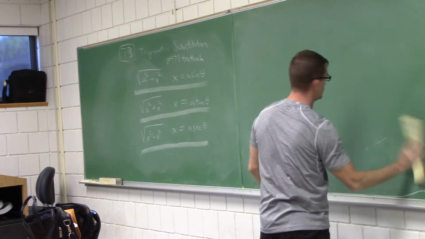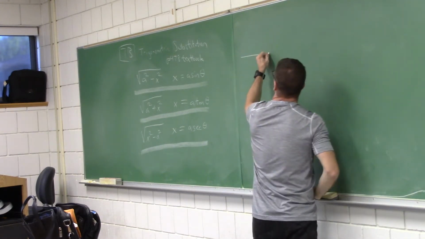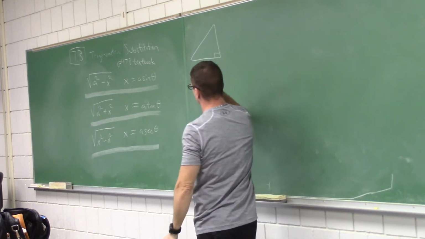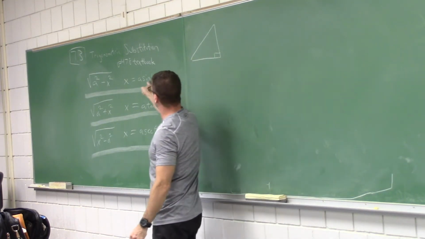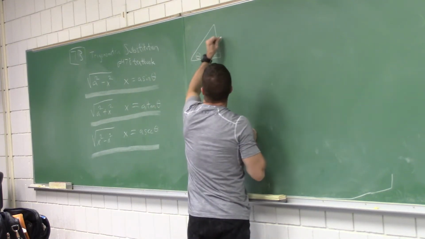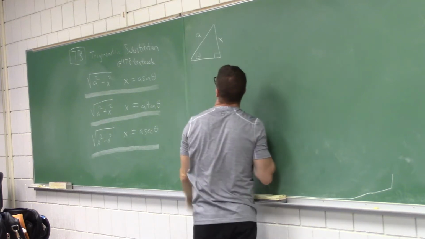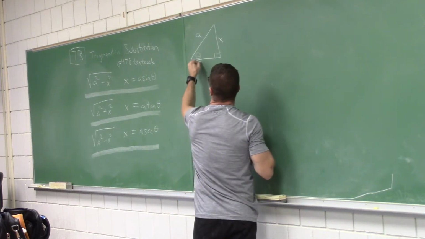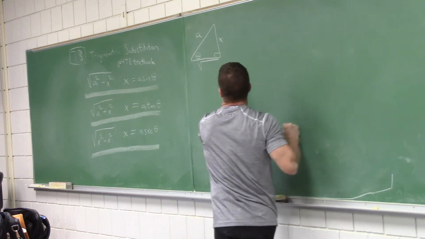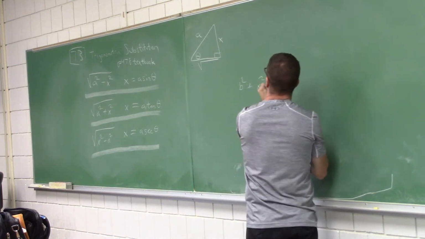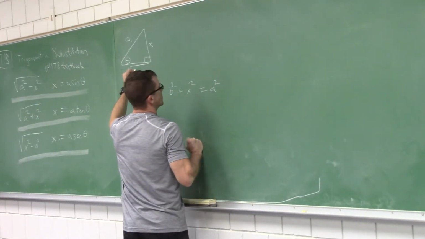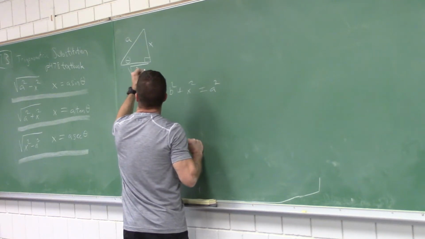I apologize for that last triangle. I want you to see these do involve triangles. So in this first case, sine of theta would equal x over a. So this would be square root of, by Pythagorean theorem, b squared plus x squared equals a squared. So what would that b squared equal? Square root of a squared minus x squared.